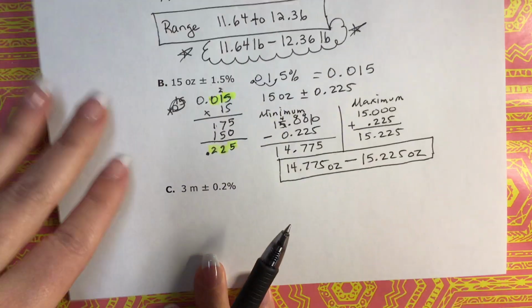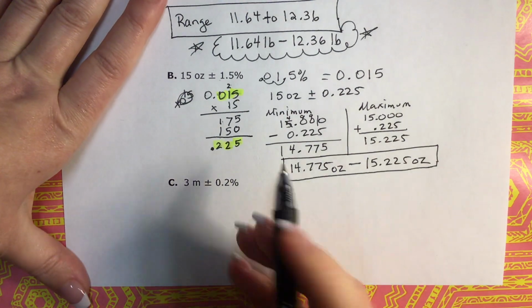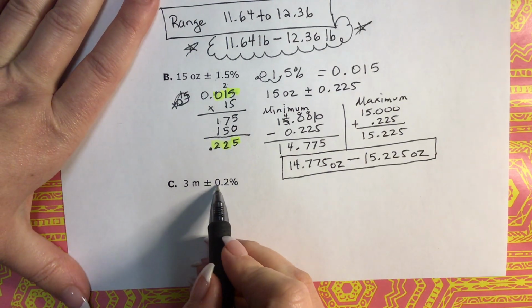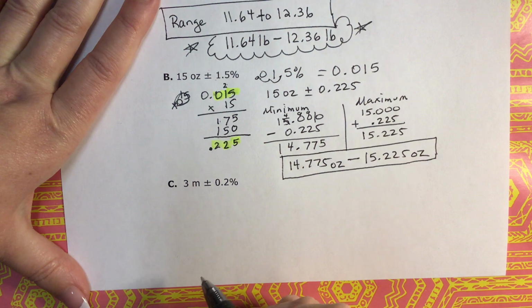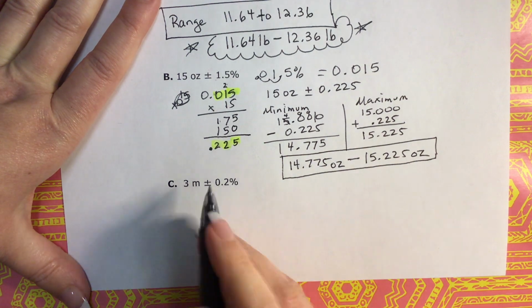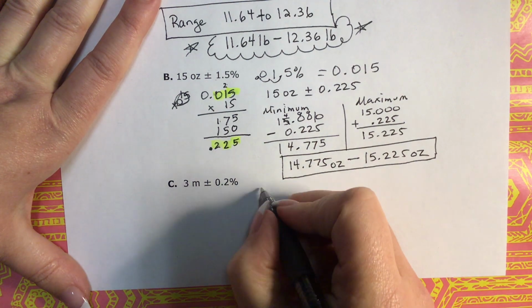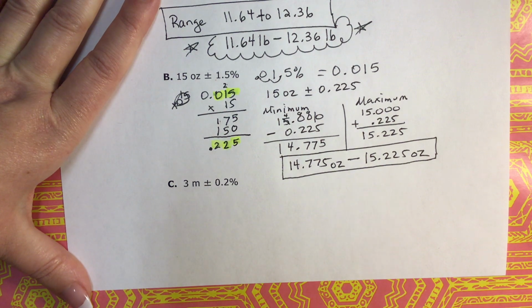Okay, so we have one more, C. We have 3 meters plus or minus 0.2%. So the first thing we need to do is convert this to a decimal. So I'm going to change my color.